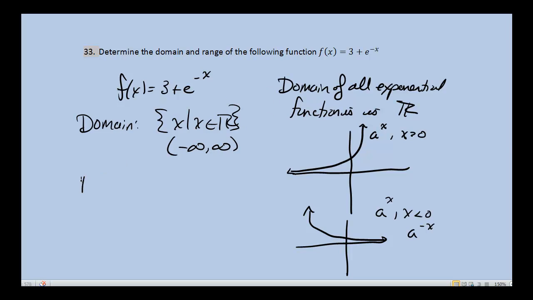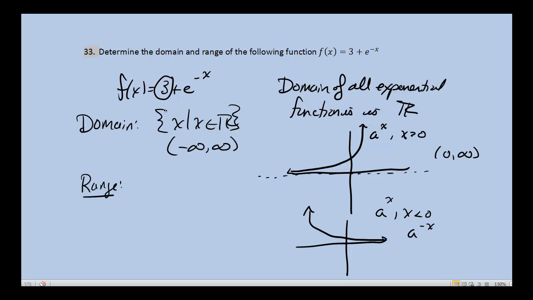And now the range of this function, we must recognize how this function has been transformed. Before, we know the range of this function would start at 0, and 0 would not be included because we have a horizontal asymptote. Would start at 0 and then go all the way to positive infinity. Starts down here at the x-axis, continues all the way up to positive infinity.